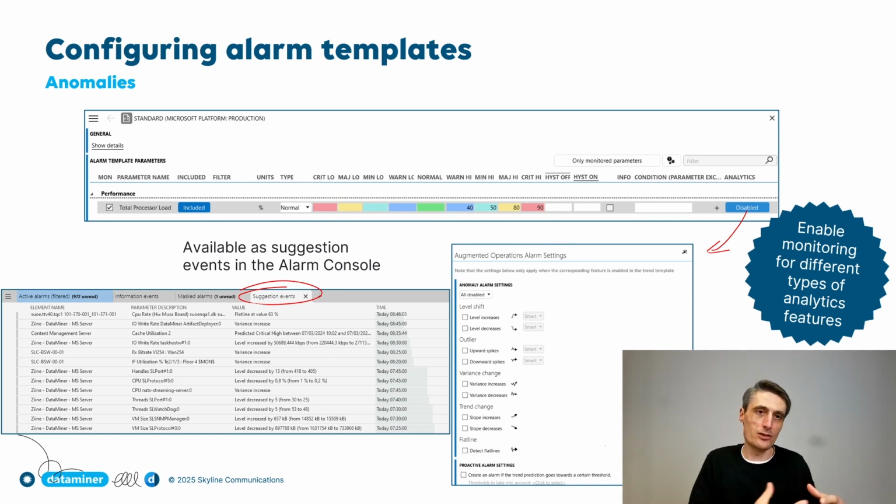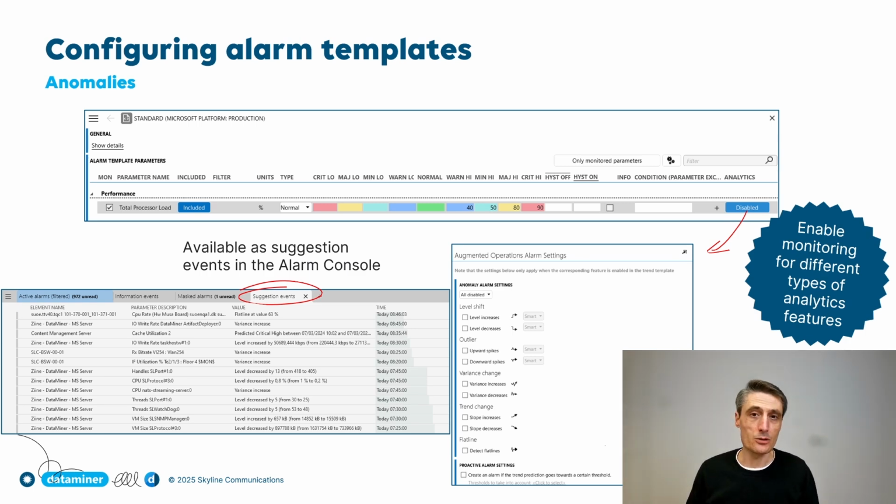So it looks at the normal expected behavior of your parameter, and then if something abnormal is being detected, it will generate an information event or even an alarm if you are activating those options here.